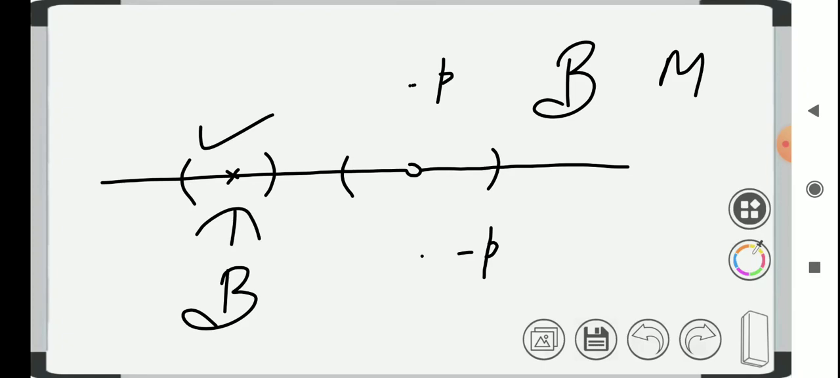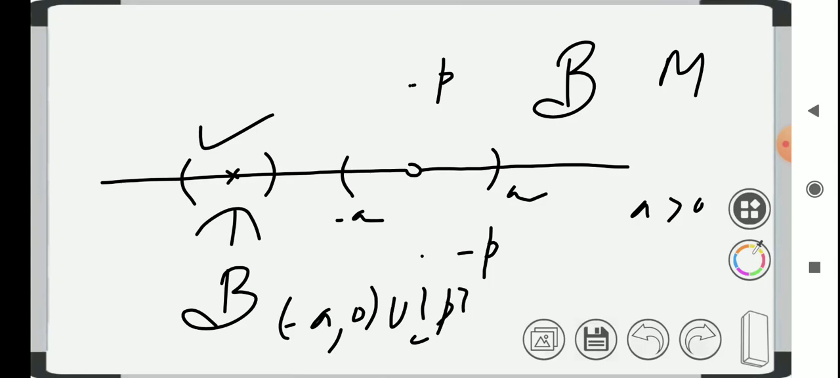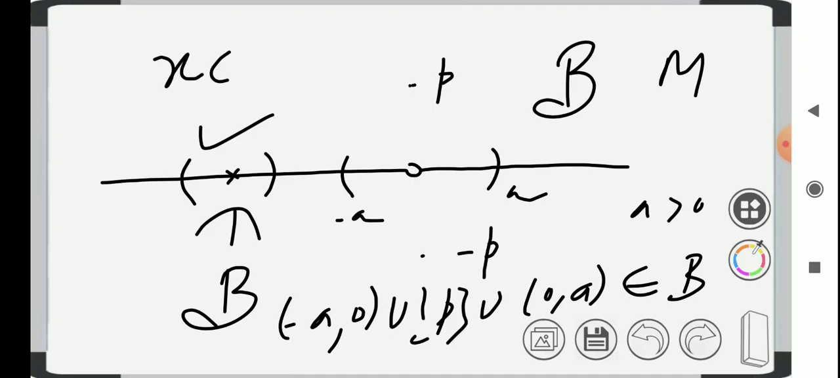Let it be some minus A, this A, where A is some positive real number. The set that is minus A 0 union P union 0 A is clearly a member of our B. Similarly, for this minus P, you can choose the same interval. Hence, for every x belonging to our line with the two origins, that is the set M, we have a basis member from this collection.